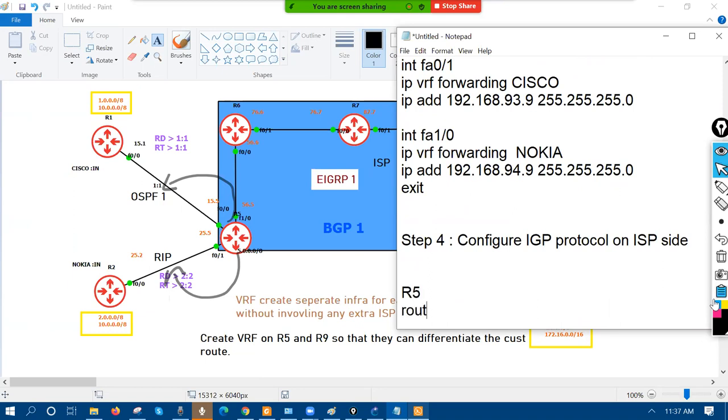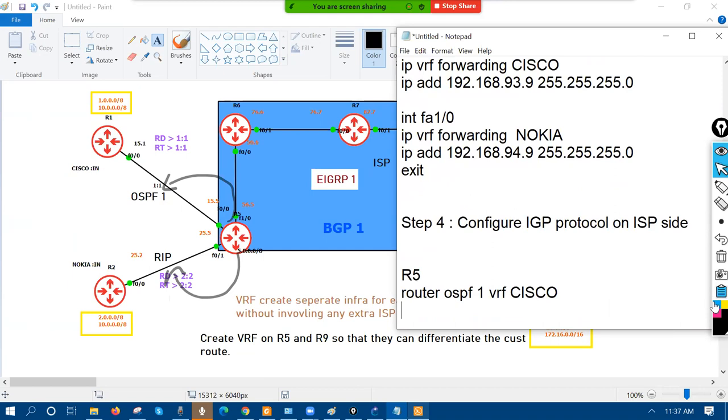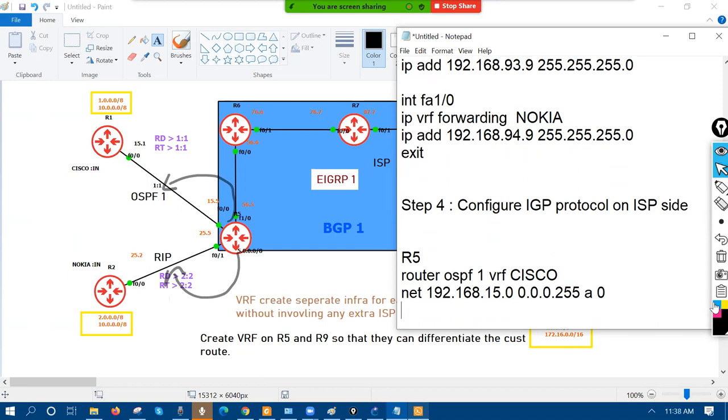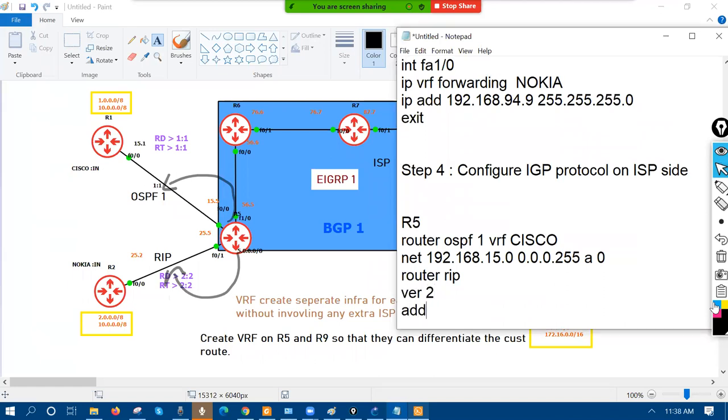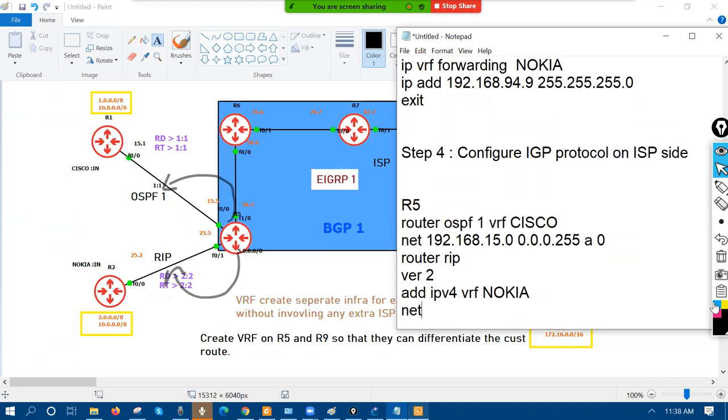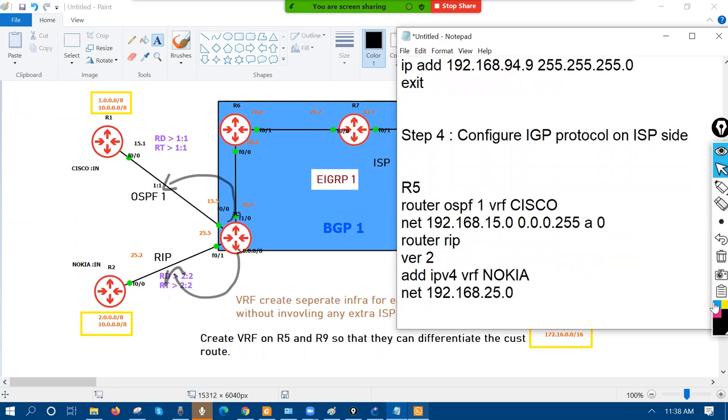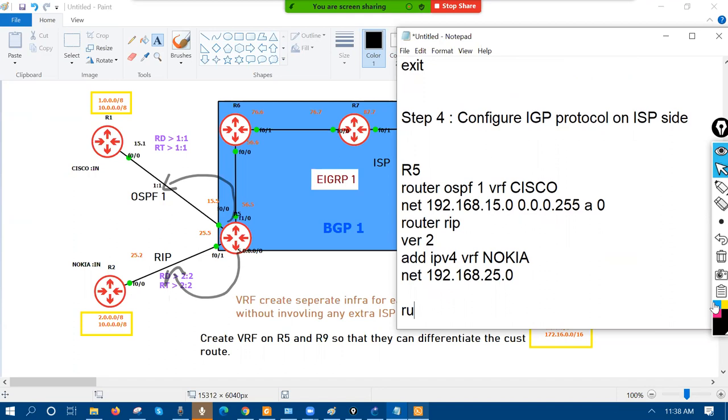R5, right? Router OSPF 1, VRF Cisco, that's it, network, area 0. Same way, router RIP version 2, address family IPv4, VRF Nokia, network 25.0. Then, same way, R5 has to configure router EIGRP number 1.